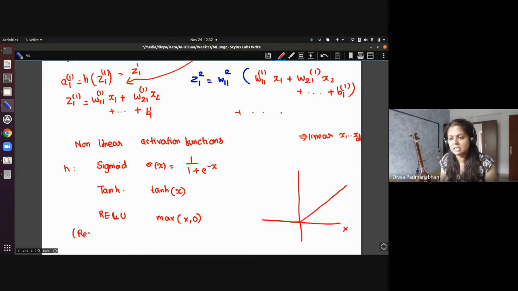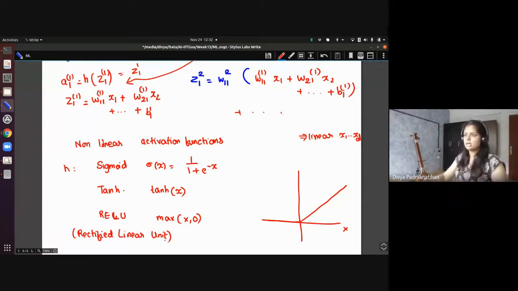This is called rectified linear unit. These are just jargons, I would say. Finally, it comes down to trying out different functions and using whatever works.